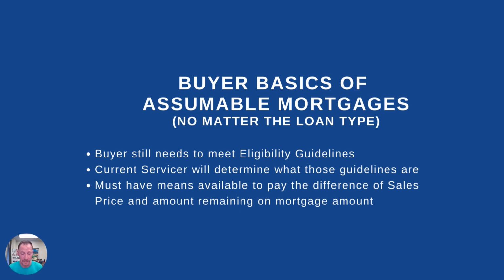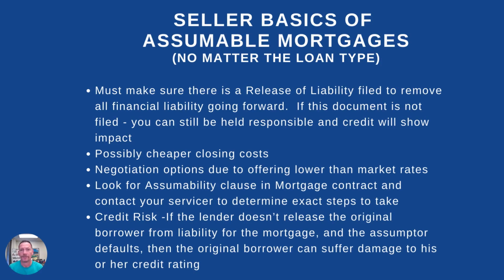So what I mean by that is if somebody's selling a house and they've got a $200,000 mortgage still left on the house, they're selling it for $300,000, that buyer needs to bring in $100,000 in cash. So now the seller basics of the assumable mortgages.